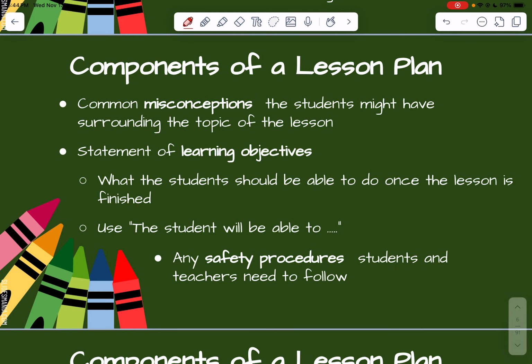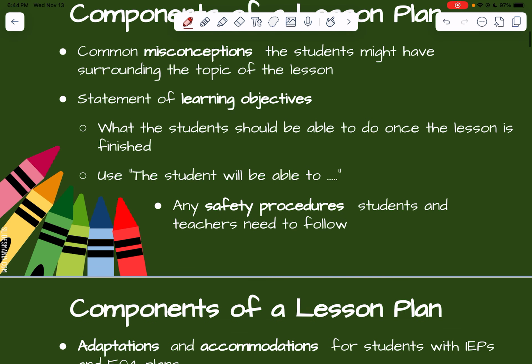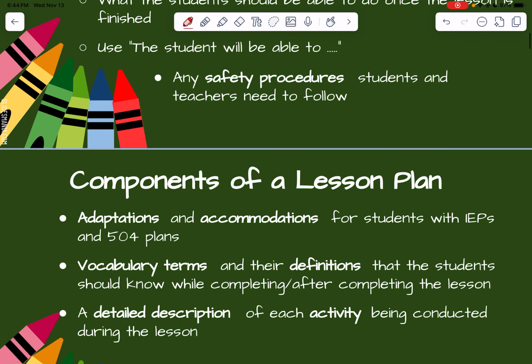It's also good, especially in the sciences, to include any common misconceptions that the students might have surrounding the topic of the lesson. You also will need student learning objectives. This is what students should be able to do once the lesson is finished. And the typical format you should be using is the student will be able to, followed by some sort of verb or adjective related to Bloom's taxonomy. You also should include any safety procedures students and teachers need to follow, especially if you're conducting any sort of lab activity.